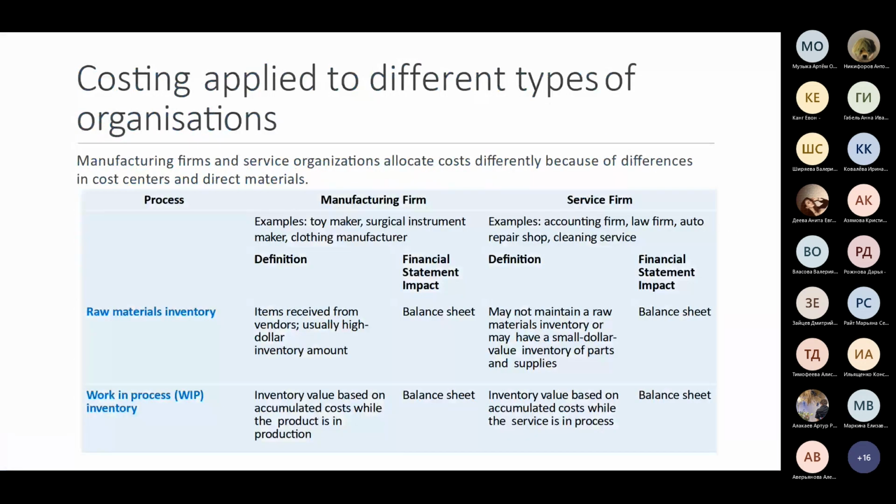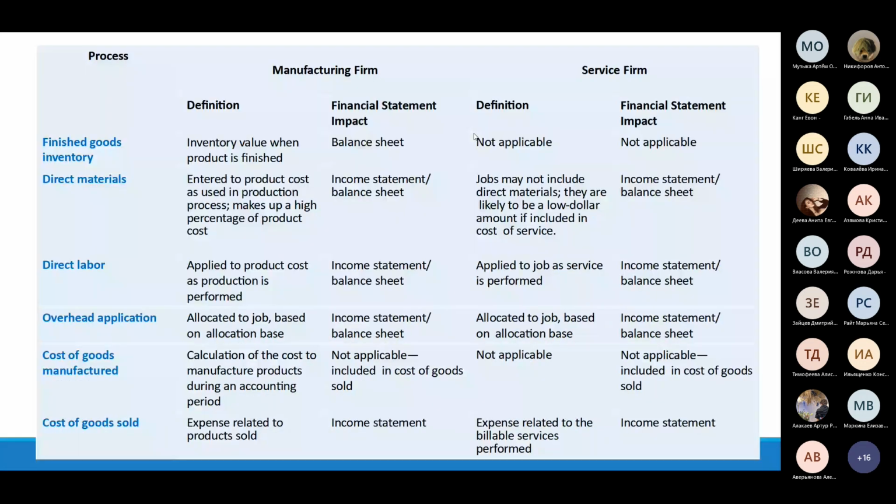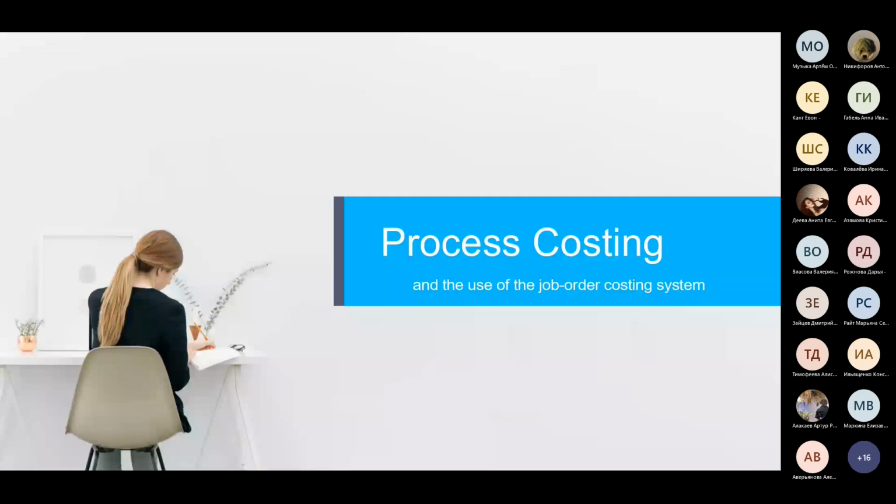So here you can see the basic table that highlights the difference between manufacturing firm and service firm. You can use this table for your answers and for your calculations. The table is quite big, and all these questions are discussed already during this particular topic. So do you have any questions about the job order costing system?